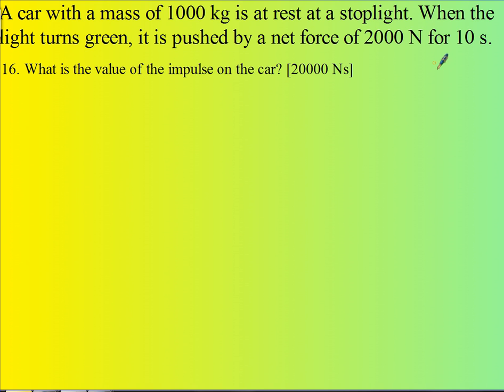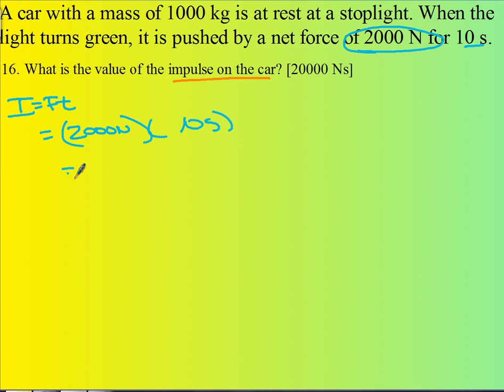Same problem, and I want to know what is the value of the impulse. Now we kind of sort of almost did that. I know the impulse is Ft. So the force is 2,000 newtons times the time of 10 seconds. So this is 20,000 newton seconds. Now, a short way to do this, if you don't have a calculator, you have 1, 2, 3 zeros, 1, 2, 3 zeros, and then there's another one.